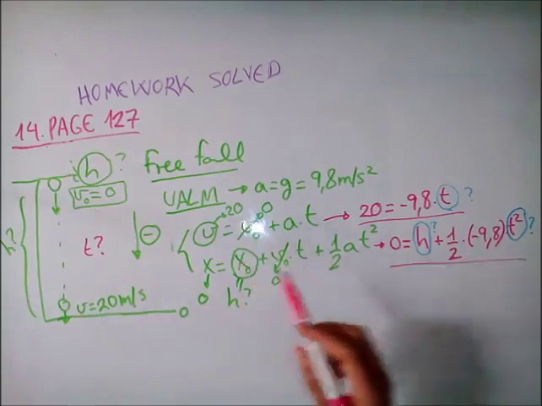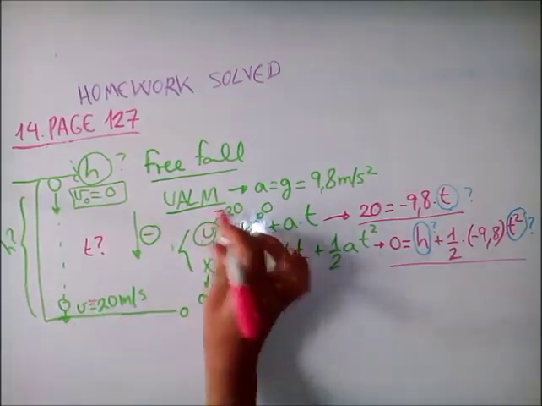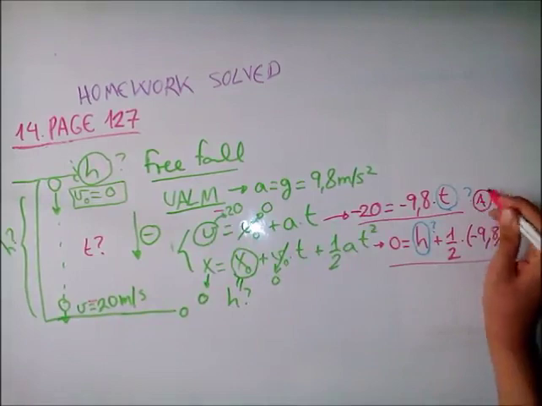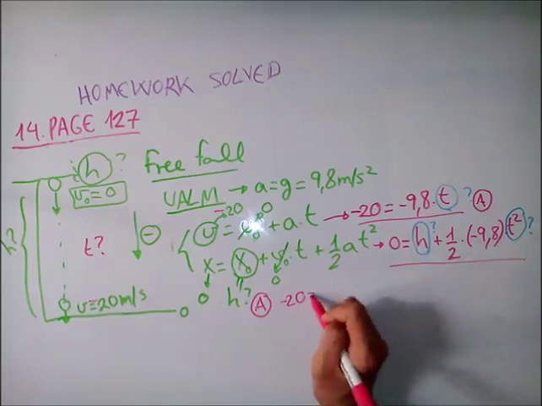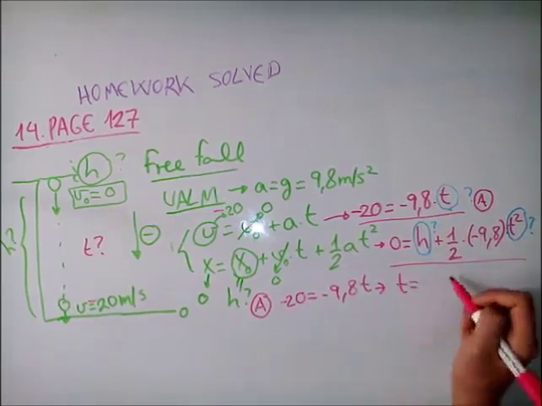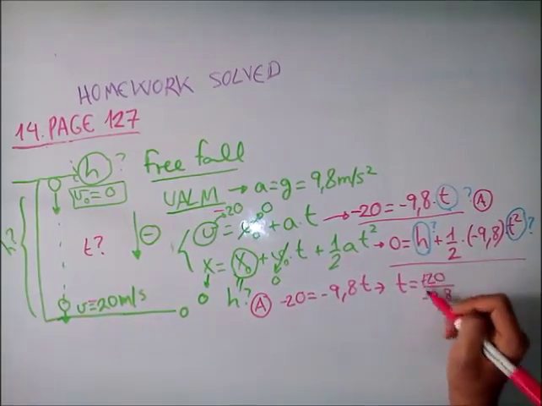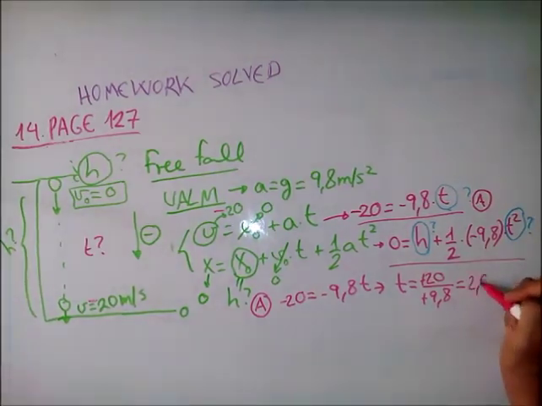Sorry, I forgot something. This velocity has to be negative because it's falling downwards, so this is minus 20. I'm going to take the first equation, which I'm going to call equation A. So minus 20 equals minus 9.8 t. So t equals 20 divided by 9.8, minus and minus go. Let's do this, 20 divided by 9.8, which gives me 2.04 seconds.